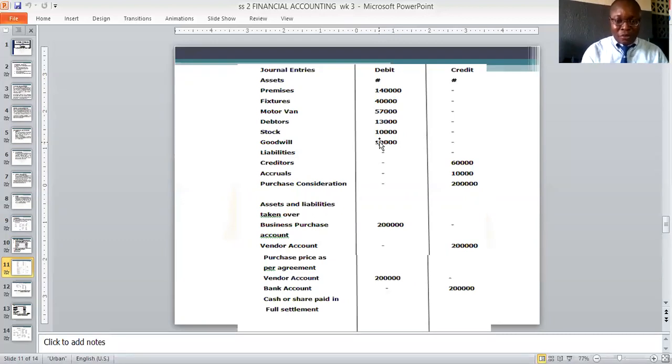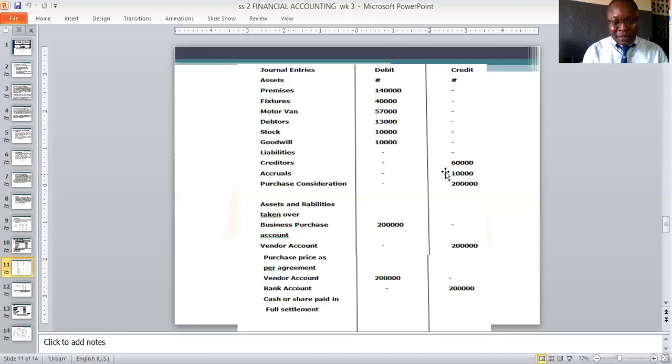So how do we calculate the goodwill? That means we are going to add the fixed assets and current assets together. Then that will give us the total assets. Then subtract the current liabilities. That will give us the net value of assets. Then the purchase price that we are given is 200,000. The net assets come to 180,000 naira. So subtract it from 200,000, and that means you are going to have goodwill of 10,000 naira. And then the liabilities will be at the credit side of the journal entries. That is the creditors 60,000, and then we have accrued of 10,000 naira.